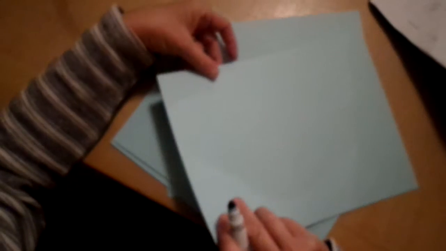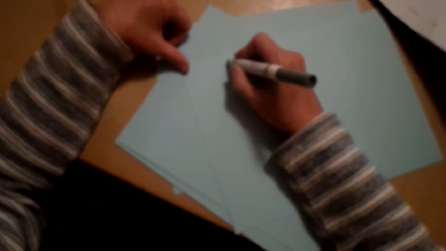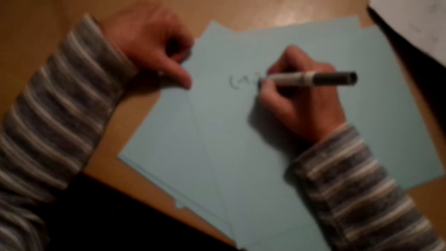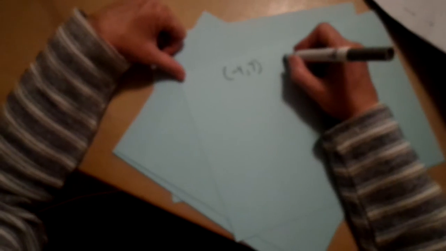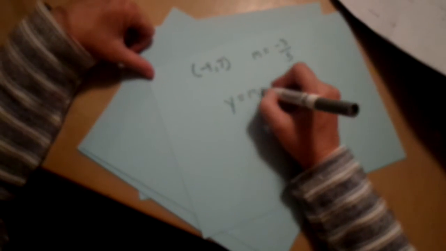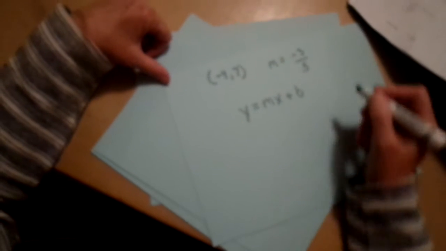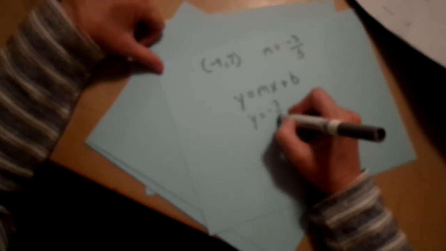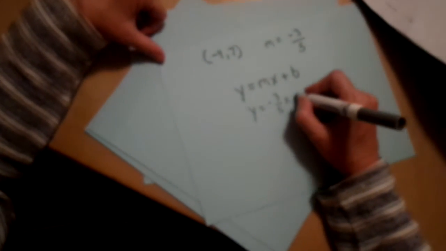There's one other thing that they'll ask you to find, and it's similar to that, but a little bit easier. Find the equation of the line that passes through (-4, 7), which has a slope of -3/5. This one is easier because it tells you the slope. So you start off with y equals mx plus b. We know the slope, so we can put it in right there, and we have y equals -3/5 x plus b.